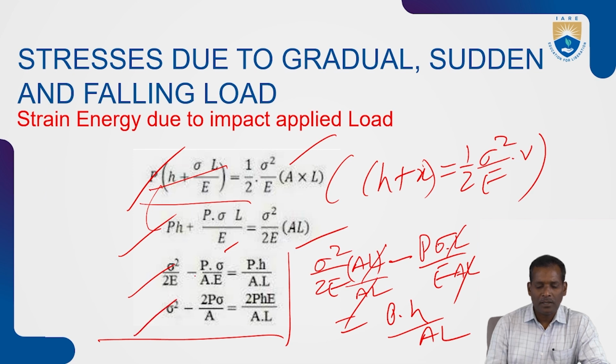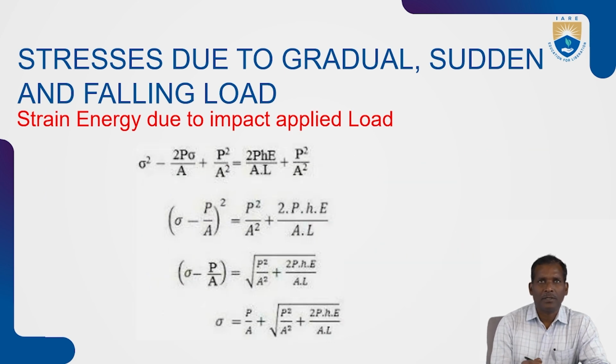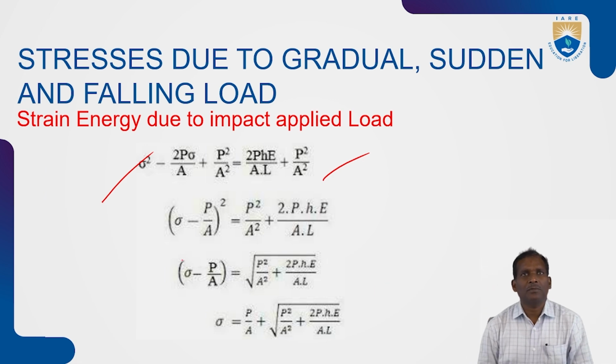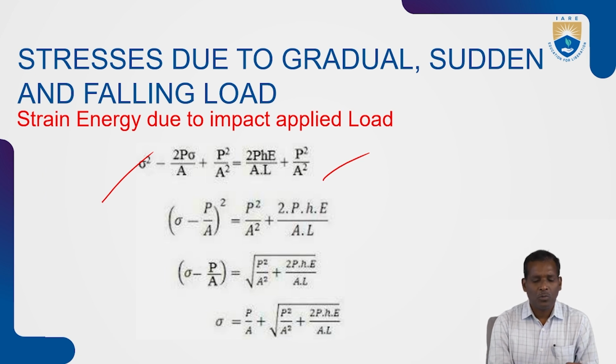So now take sigma square minus 2, take LCM here, and we will get 2P sigma by A into 2PHE by AL. After that, simplify this equation, write down the sigma square terms on the left side, LHS and RHS. And you can write this equation in terms of A minus B whole square, A square plus B square minus 2AB. So in the form of A minus B, and the P square by A square plus 2PHE by AL.